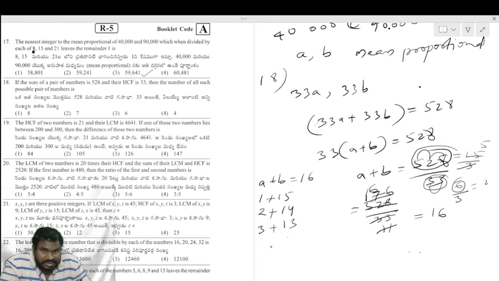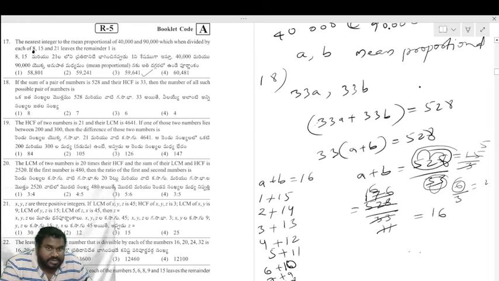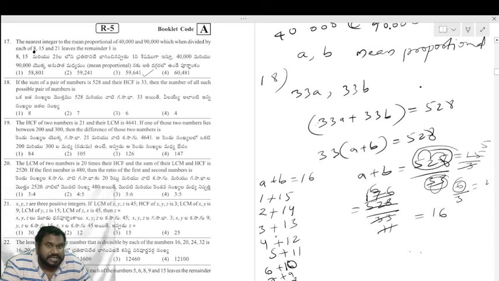3 plus 13. 4 plus 12. 5 plus 11. 6 plus 10. 7 plus 9. 8 plus 8. You cannot go beyond that. If you go beyond that, then again that will be repetition, like 9 plus 7. You have already written that.